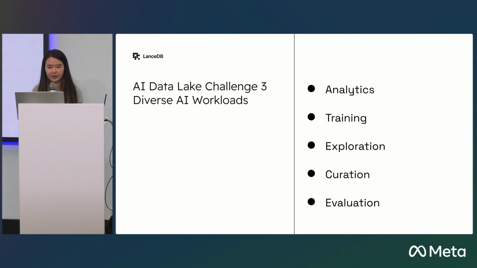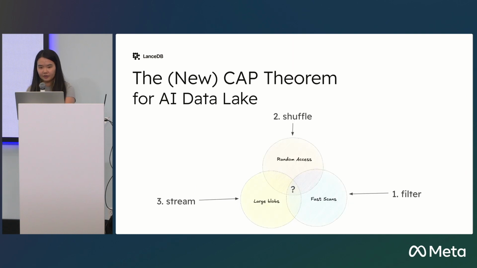And the third challenge is that we face diverse AI workloads, from analytics to training to exploration to curation to evaluation. So we bring all of this down into a new CAP theorem. In the AI workloads, we want to search and filter to get the information that we want. This requires us to do fast scans of the data set and quickly get the information that we want.